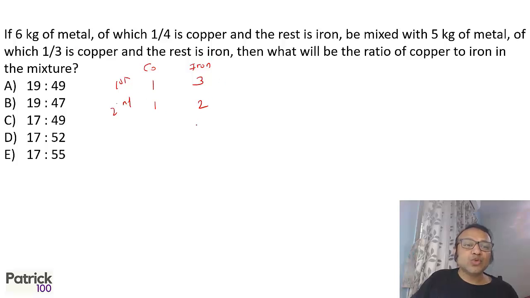So when you mix these two, the ratio of copper to iron will be between 1:3 and 1:2. Let's look at the options. 19:49, if you look at ratio 1:3, 19 3s are 57 and 19 2s are 38. Yes, it's between that, so this satisfies. Same with B. C, 17 3s are 51 and 17 2s are 34. Ideally it should be almost between that, because the quantities mixed are almost the same.